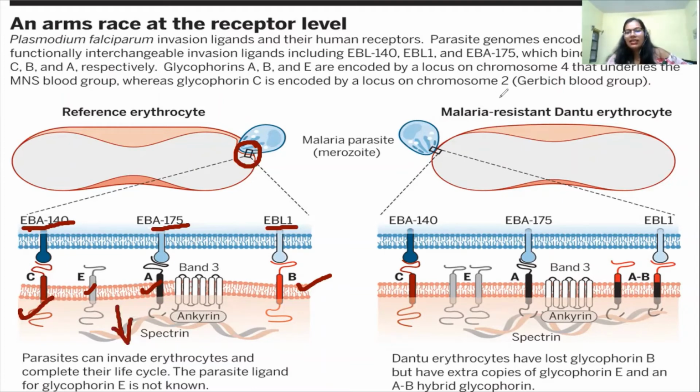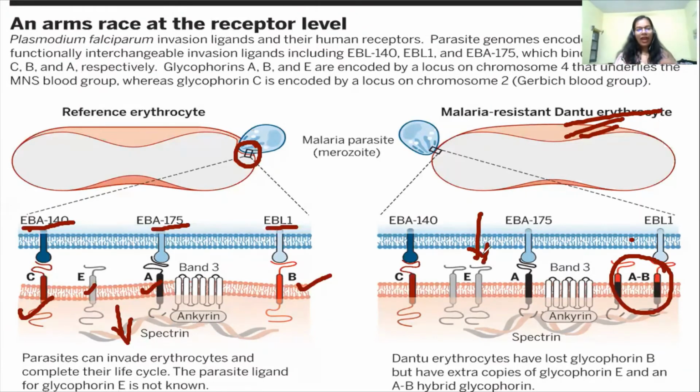Whereas, suppose you are having a mutation in one of your glycophorins, for example, the mutation called the Dantu erythrocyte. Okay, it's one kind of mutation. So if you have a mutation where instead of having glycophorin A, you have got glycophorin AB, then the interaction will be there, but it won't be complete. Okay, and this will not help the malarial parasite to enter.